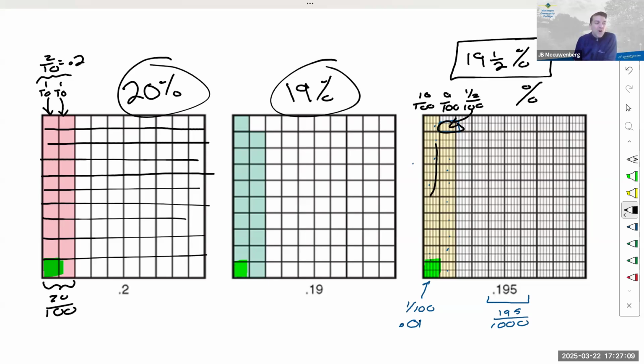19.5 of these hundredth squares are shaded. And you can see it through this visualization. Often we would state that as 19.5%. Now we're going to learn in a little bit how to do some of these conversions without the drawings, of course, but I think the modeling is so crucial for, again, our understanding of what's really happening with these.